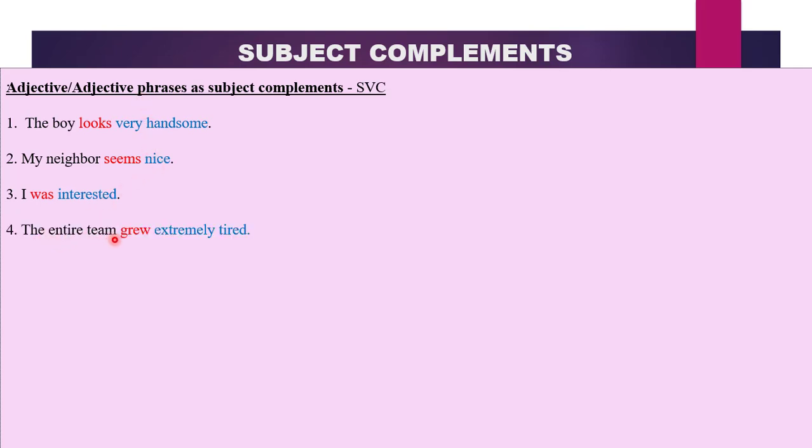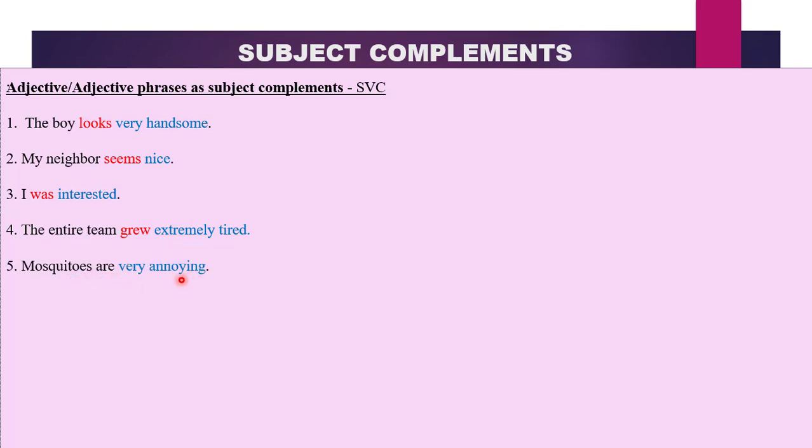The entire team grew extremely tired. So extremely tired refers back to the state of the entire team. Therefore, it is a subject complement. And check the verb over here. This is not a transitive verb. It doesn't require an object. It is a linking verb. So this is a complement.